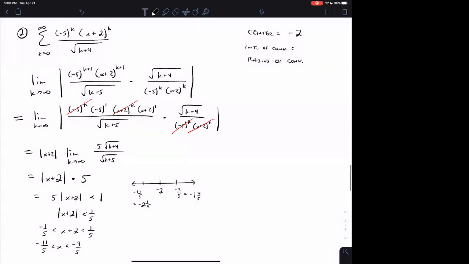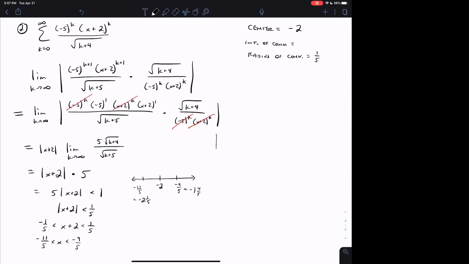1/5. Again, the radius of convergence is the distance from the center to either endpoint. Any questions on that? Okay, why do we not have enough information to complete the interval of convergence? So we know it starts at negative 11/5 and it stops at negative 9/5, but we don't know whether or not to include those. So we independently test them, and this is a little bit harder on this problem.